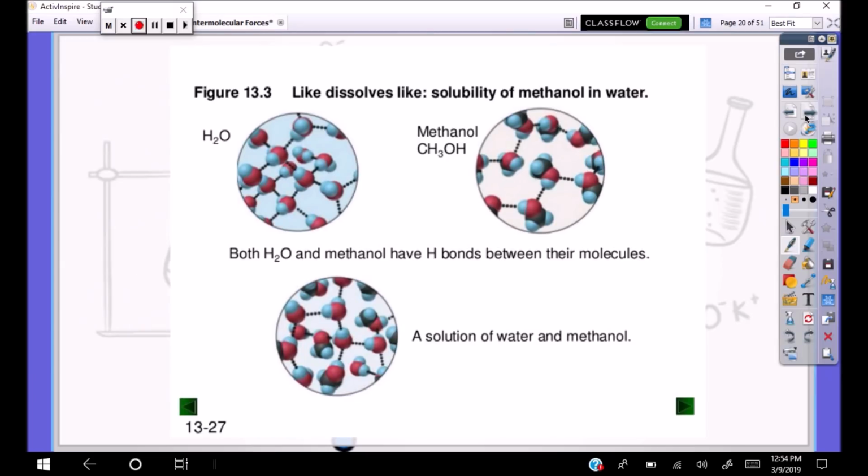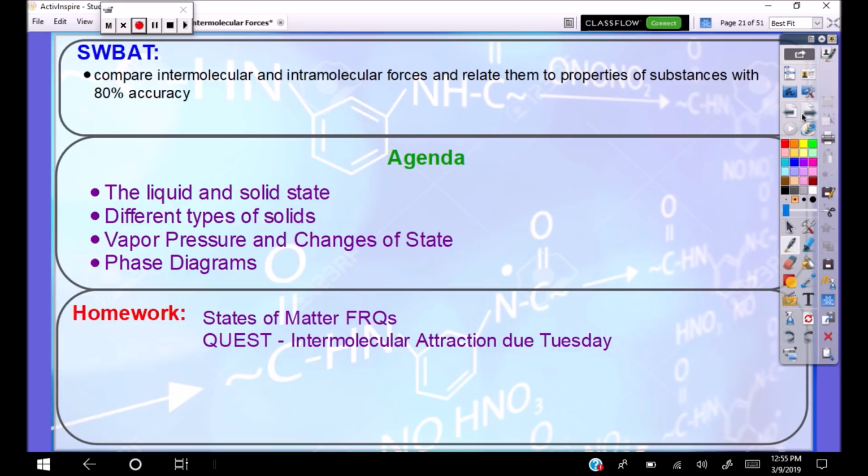Here's just another example, methanol, which is CH3OH. OH is polar and experiences hydrogen bonding, but the CH3 group is nonpolar. So if you really focus in on that methyl group, the CH3, they tend to be excluded from the interactions with water because they're hydrophobic. And that is all for today.